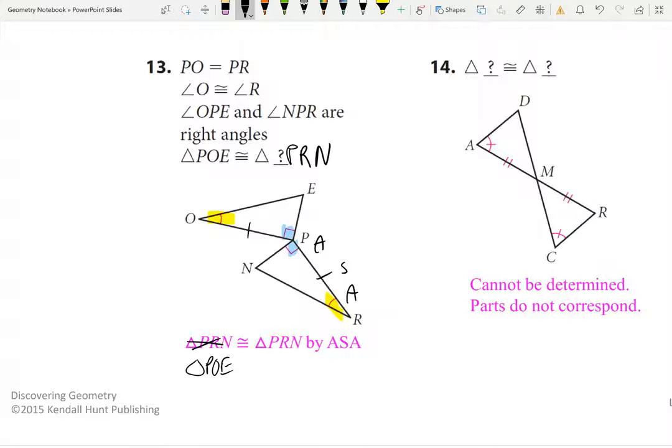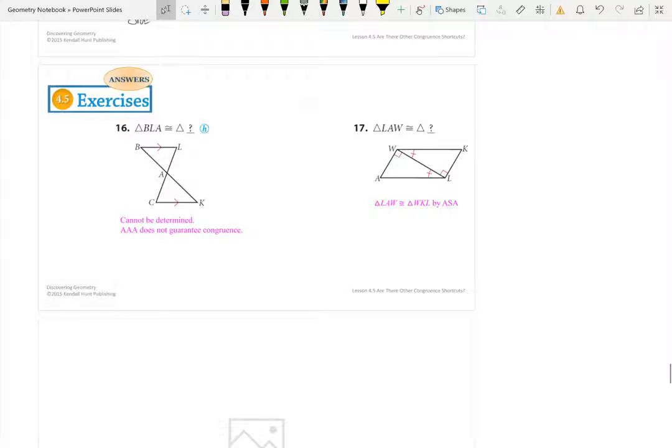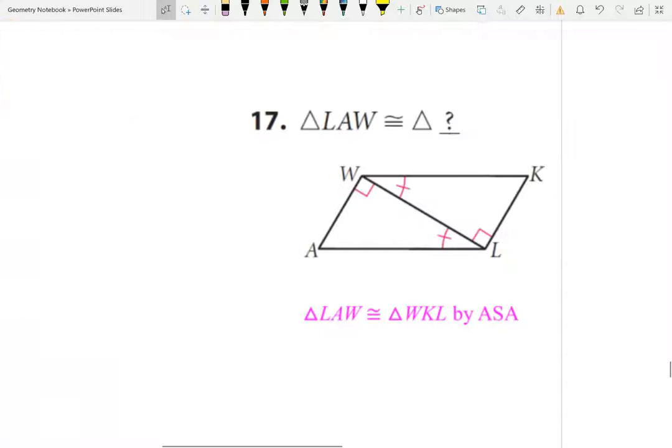Alrighty, next is 17 and then 20. Okay. So triangle LAW is congruent to what triangle? Let's see here. LAW. WKL.